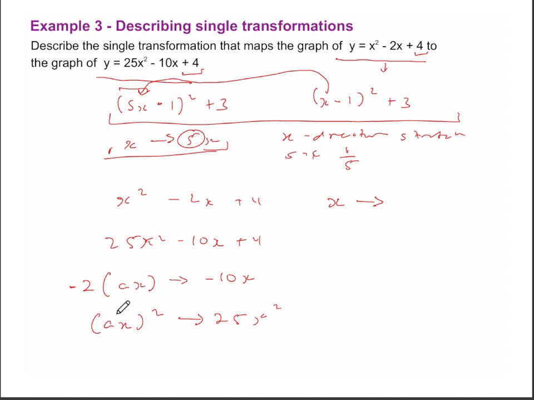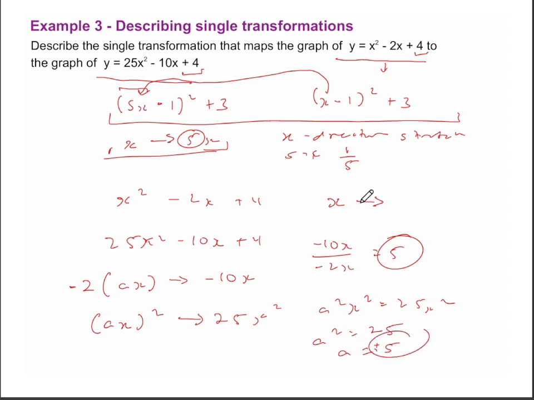And with that, we can find our a is going to be negative 10x over negative 2x, which is going to be 5. And here, we can do the same thing, a squared x squared equals 25x squared, which means a squared equals 25. And so a is going to be plus or minus 5. But from this, we get that it is positive 5. Okay? And that will give us the fact that x is becoming 5x. And then we can apply the same thing here, which will give us a scale factor of 1 over 5. And that's how you would find out what transformation is happening.